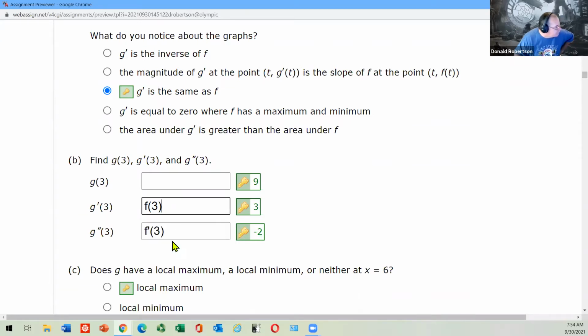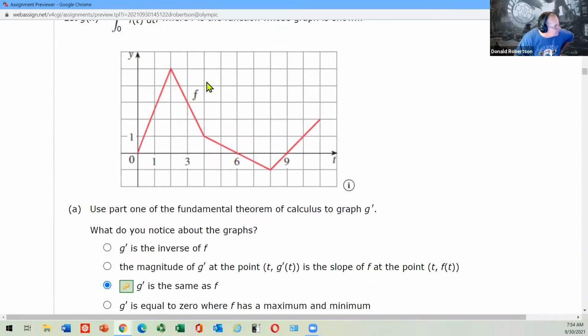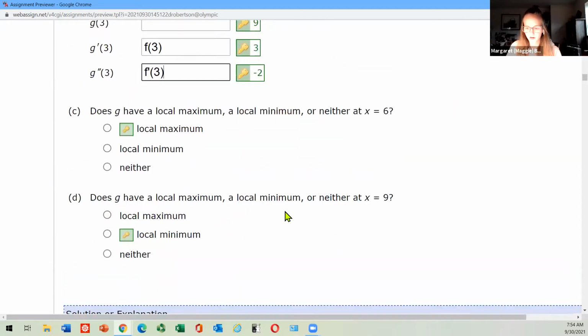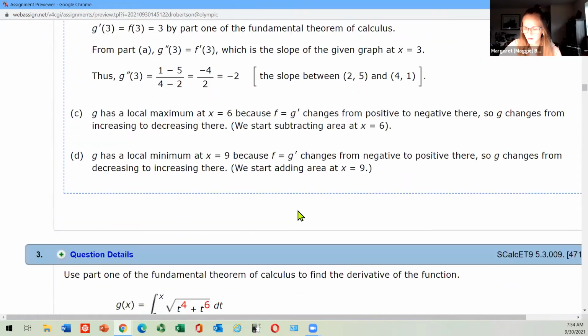And those two you can get from here. The value of the function at 3 is 3. The slope, because that's what f dashed is, is -2. Okay. So that's what was going on there.